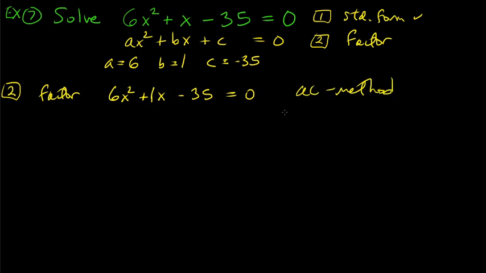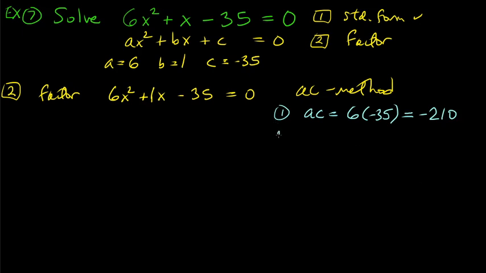And so let's go through this carefully. First step of the AC method is to multiply a times c. In other words, 6 times negative 35. And my calculator says negative 210.